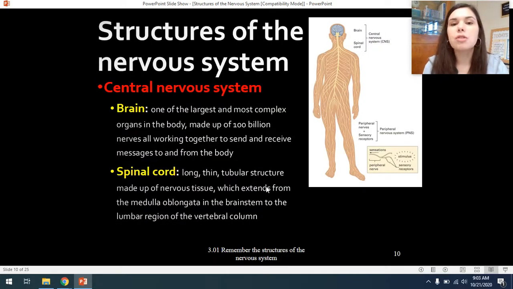Now we're looking at the central nervous system and the structures of the central nervous system. Really the main two structures of the CNS are the brain and the spinal cord. The brain is one of the largest and most complex organs in the body, which is made up of over 100 billion nerves all working together to send and receive messages to and from the body. Your spinal cord is that long, thin, tubular structure that runs along the spine, and it extends all the way from the medulla oblongata at the base of the brain through the brainstem and to the lumbar region of the vertebral column. And remember, lumbar is the part at your lower back.